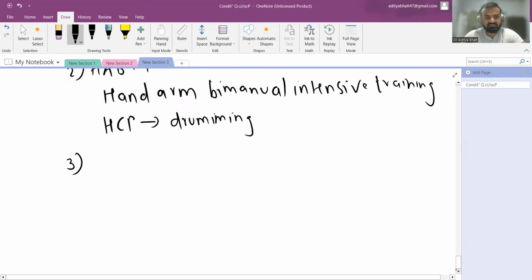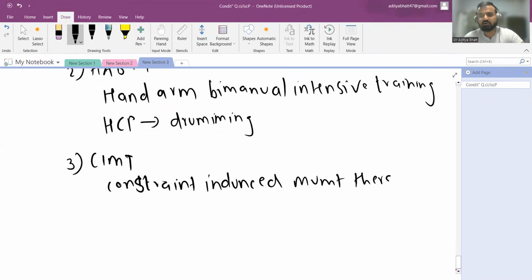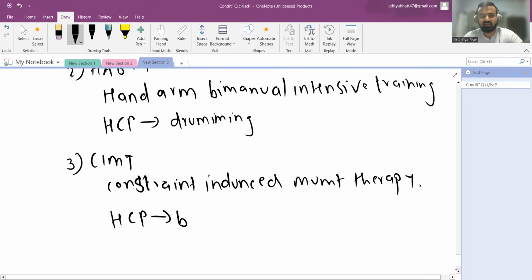The third one is CIMT, constraint induced movement therapy. In this, if a patient is hemiplegic CP, we bind one hand.